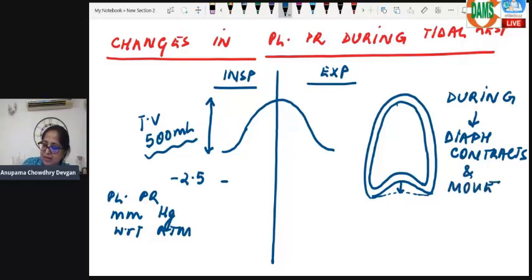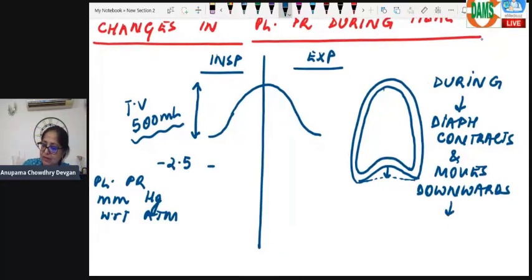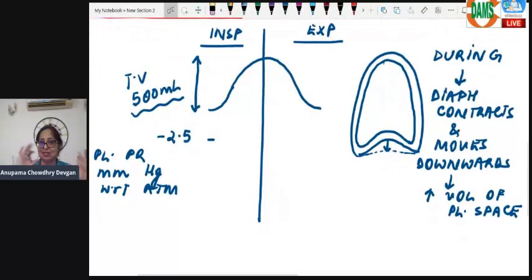If the diaphragm contracts and moves downwards, what will happen to the diaphragmatic pleura? The diaphragmatic pleura will also move downwards. What will happen to the volume of the pleural space? There is an increase in the volume of the pleural space. And if there is an increase in the volume, remember this is an enclosed space. If there is an increase in the volume of the pleural space, what will happen to the pressure? There is now a decrease in the pleural pressure.